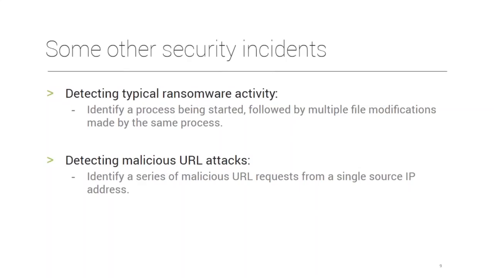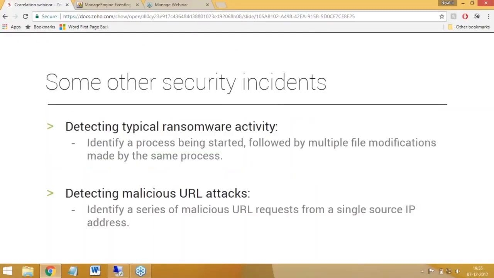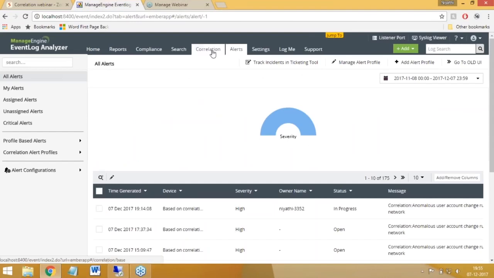So you can use correlation to detect when a process is being started, and then it can go on to detect that process actually modifying a whole bunch of files. And similarly, we have a rule to help you detect malicious URL attacks. Malicious URL attacks are basically when you receive a series of malicious URL requests from a single source IP address. So you can find these reports as well on the correlation tab.